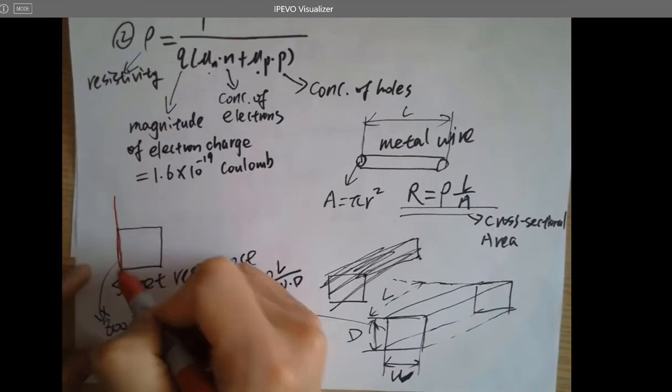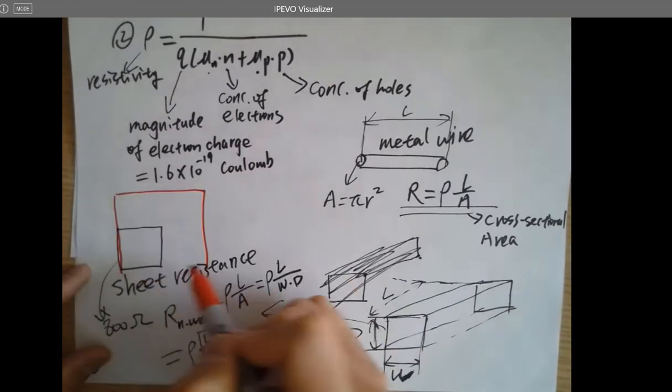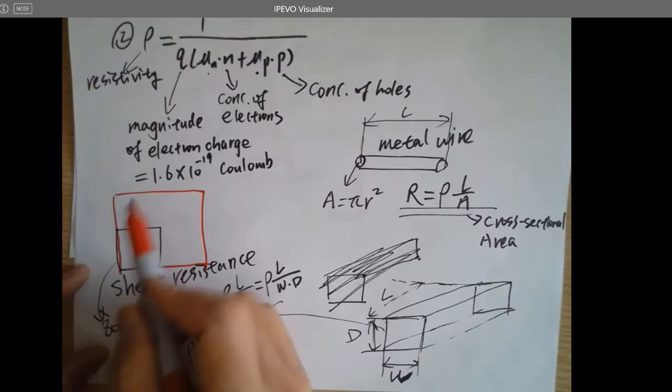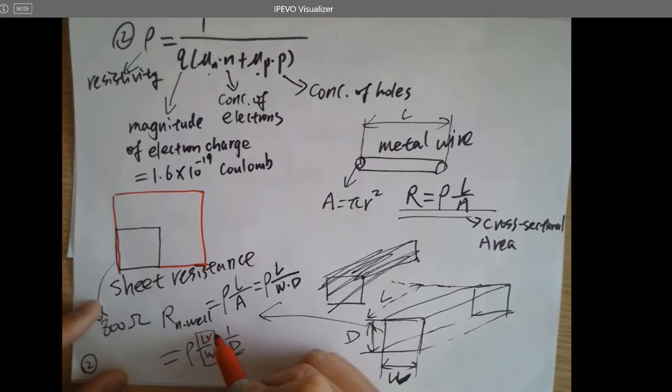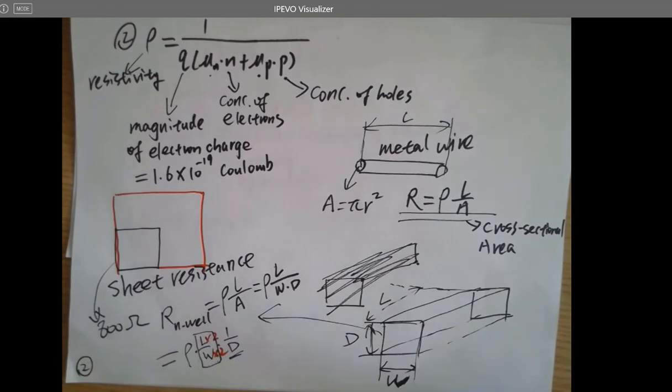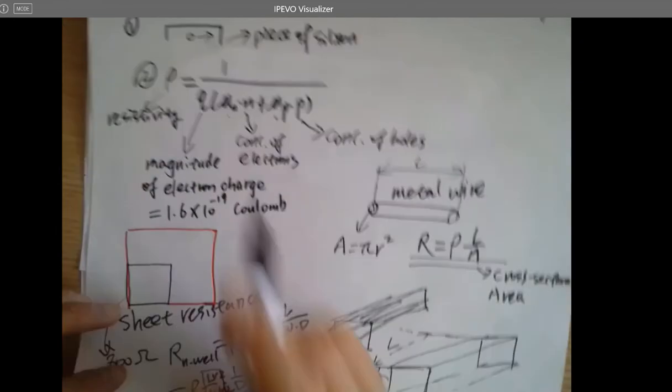If you times 2 to both the width and length, you have a square piece of N well like this that has the same resistance. Because L times 2, W also times 2, it's not changing the resistance, right? But here is a different concept.